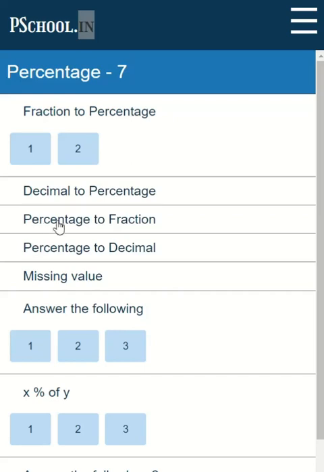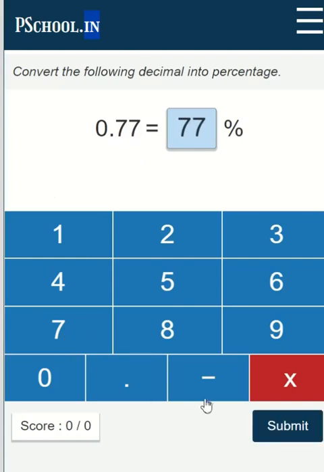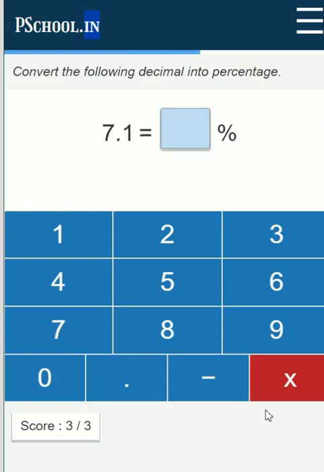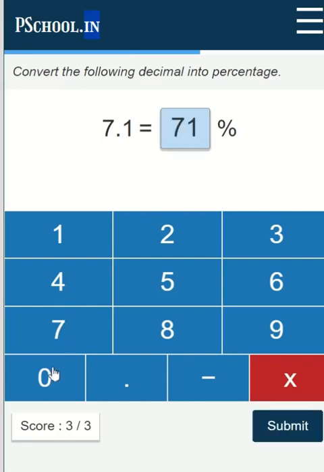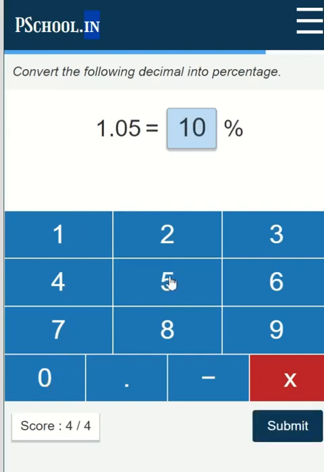Next problem, we need to convert decimal to percentage. So that we need to multiply the decimal with 100. So we need to move 2 decimal points. So 0.77 is 77%. 0.65 is 65%. 0.07 is 7%. 7.1 is 710%. 1.05 is 105 percentage.